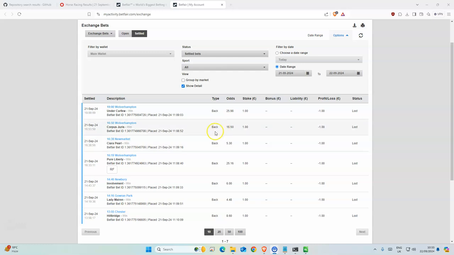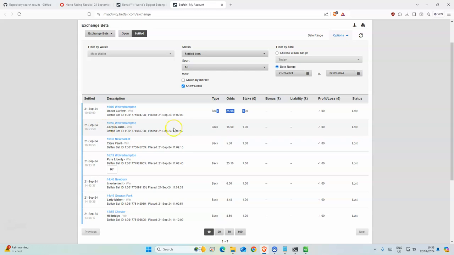Okay, so we had seven selections altogether. Five placed in the top three, but no one won. So Under Curfew was a close second. Would have been nice if he won with those odds.